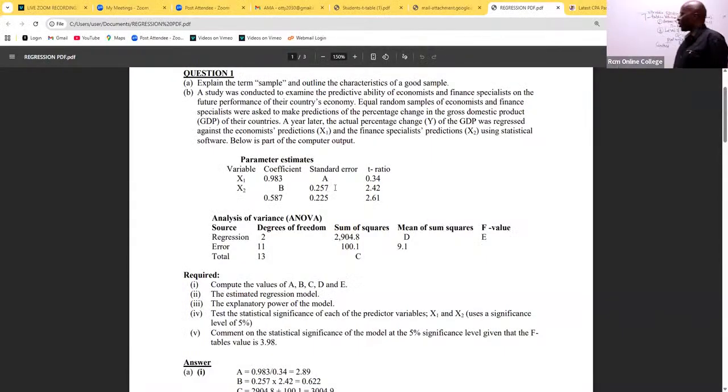Remember the constant had a t ratio of 0.34. So here we have 0.34, that is our A. And then our x1 has 2.42, and then we have our x2. X2, ladies and gentlemen, has a t ratio of 2.61.